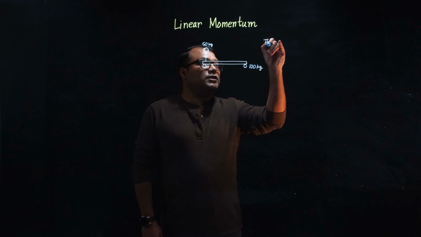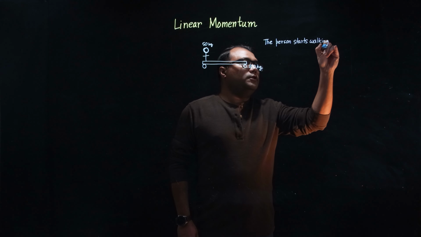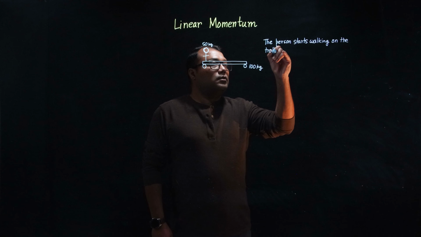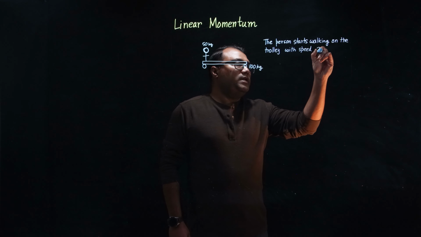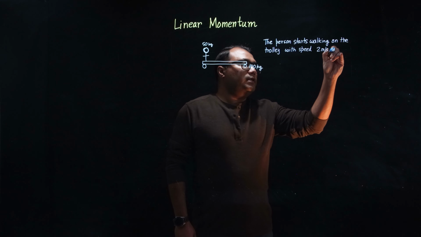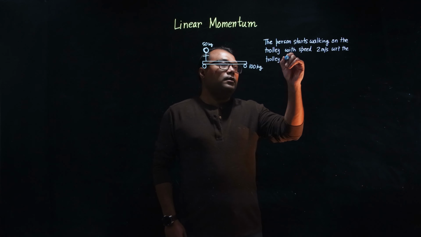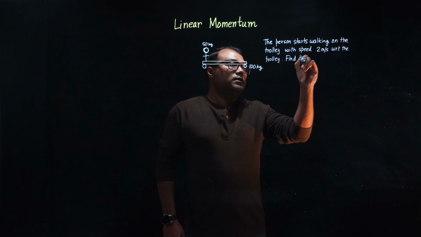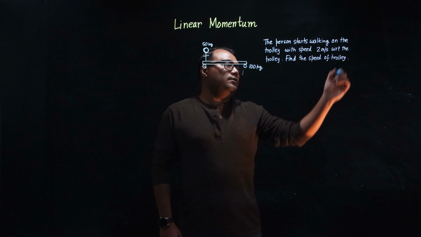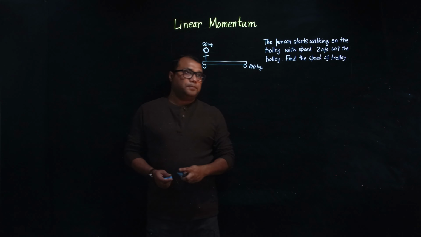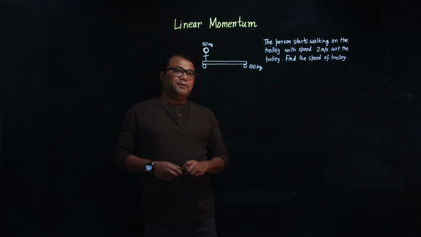The person starts walking on the trolley with speed 2 meters per second with respect to the trolley. Find the speed of trolley. So basically find the speed of trolley. How will we solve this problem?